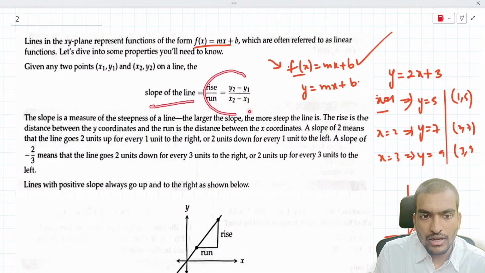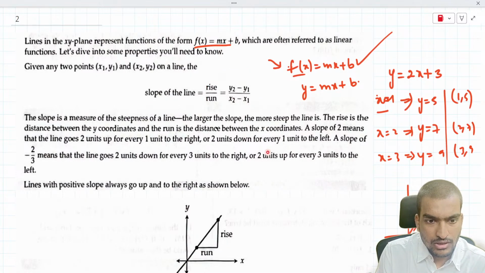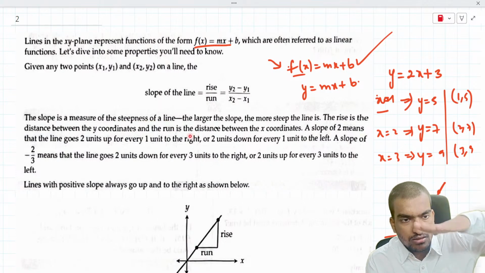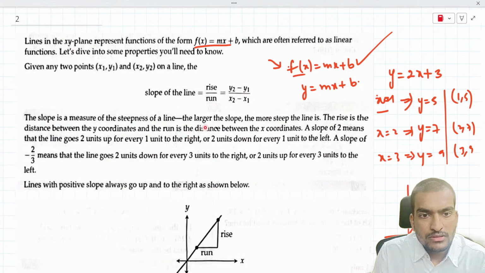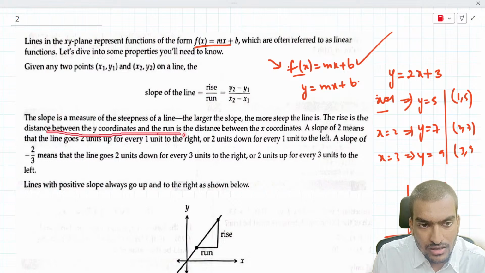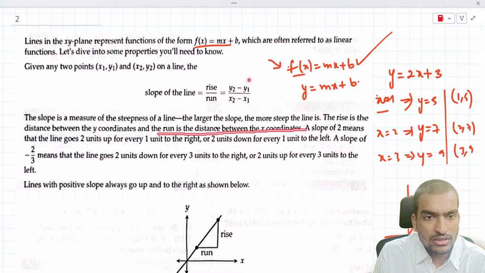Now, slope of a line, you're already aware of this. Now let's see what they are telling us. The slope is a measure of the steepness of a line. You already know that. Steepness, like how bendy it is. The larger the slope, the steeper the line is. The rise is the distance between the y coordinates and the run is the distance between the x coordinates.